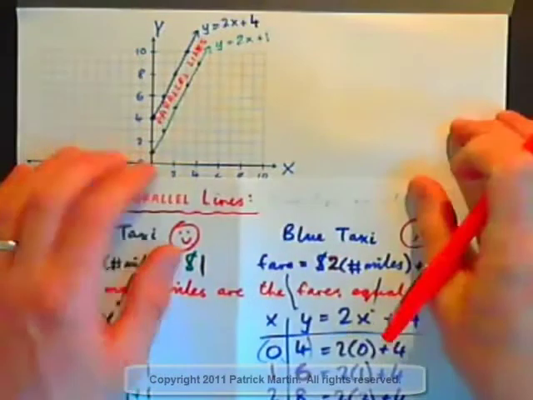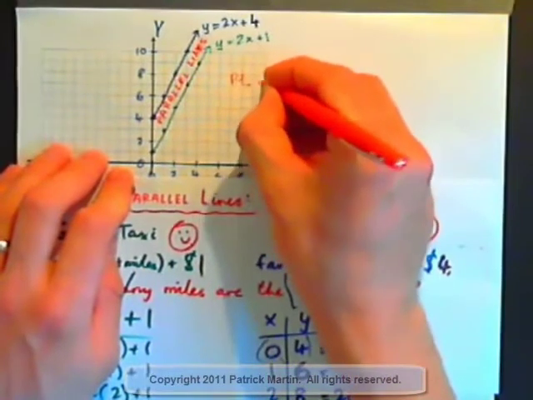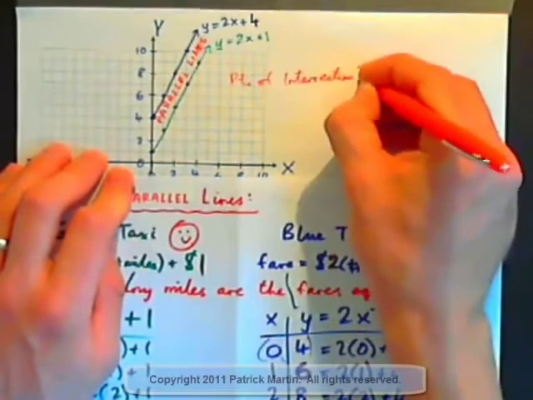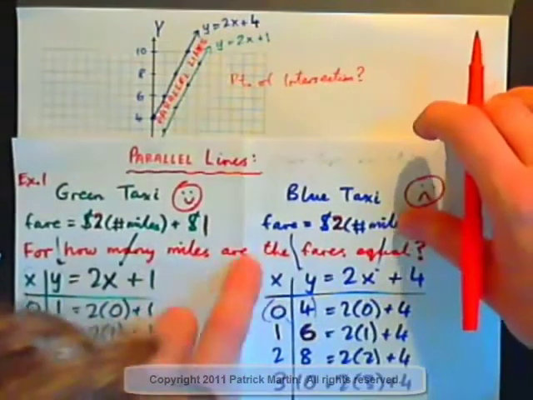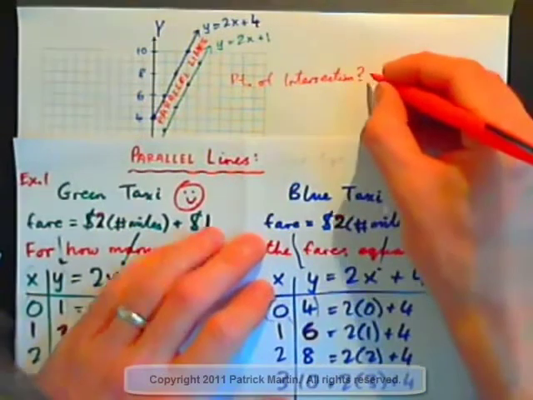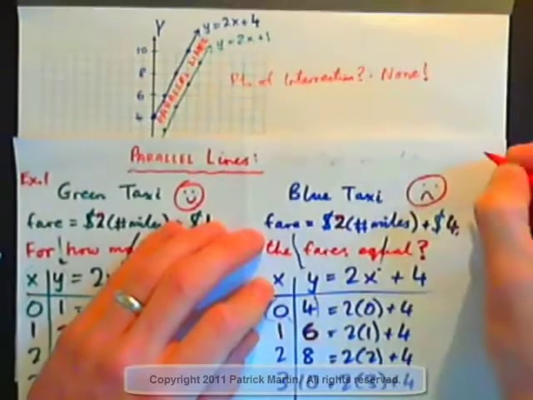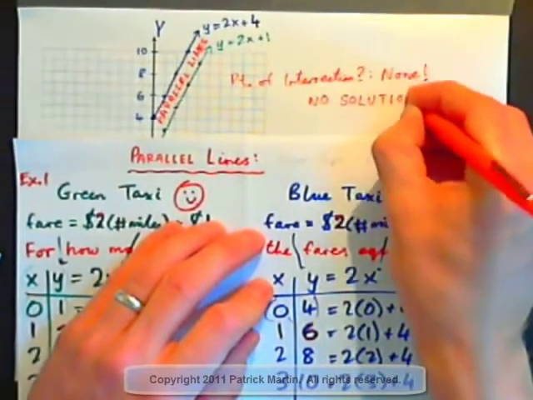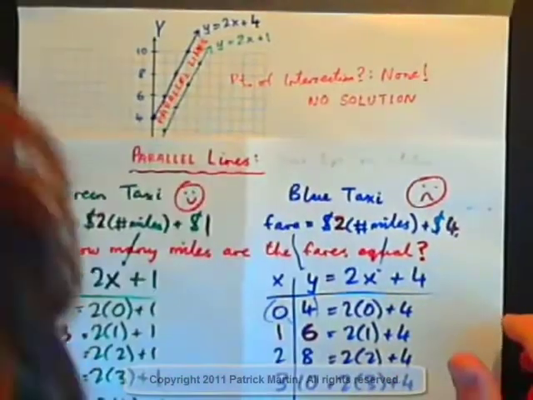Now the question is, where do they intersect? What is the point of intersection? In other words, for how many miles are the fares equal? Does that ever happen? So the point of intersection, the answer is none. There is no point of intersection. So to this system of equations, there is no solution. They never intersect. And that's all we need to know.